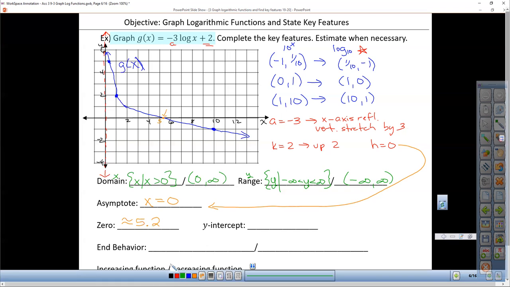Y-intercept. So here, because our asymptote is the y-axis, there will be no crossing of the y-axis. So there cannot be a y-intercept. So here we will say none.